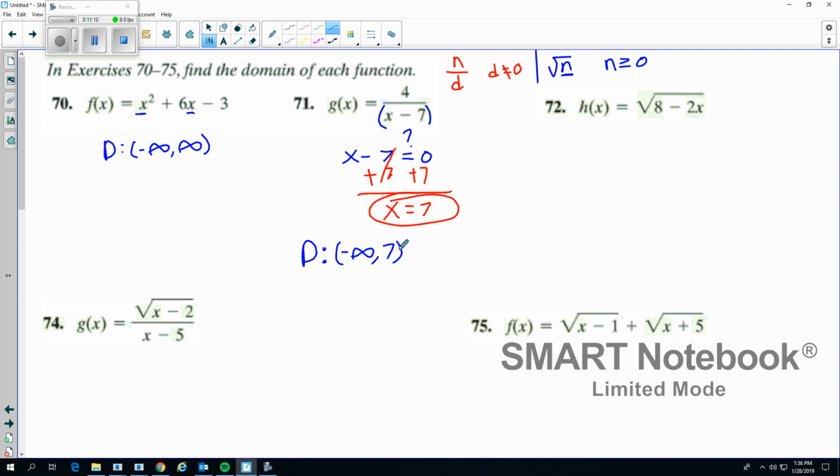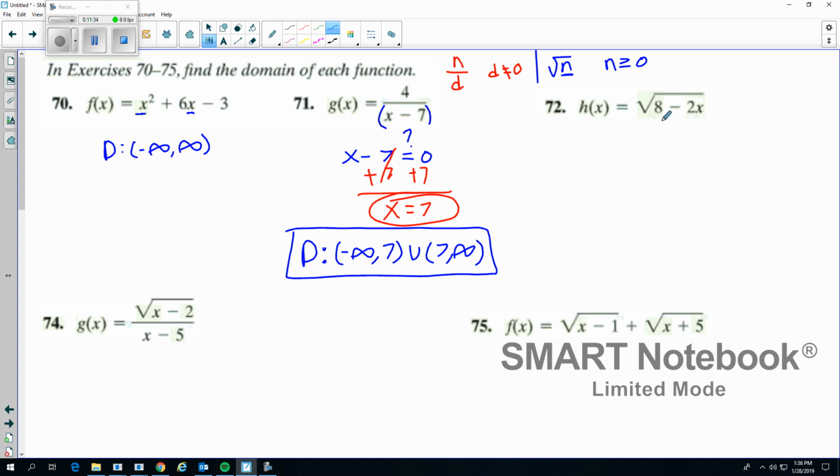So that parenthesis excludes it. It's not included. And then union from 7 to positive infinity. So then we'll continue on from 7 to positive infinity. So this is basically the same answer as number 70, except we're excluding one value. That's the only one that really kind of screws things up on 71. So there you go.